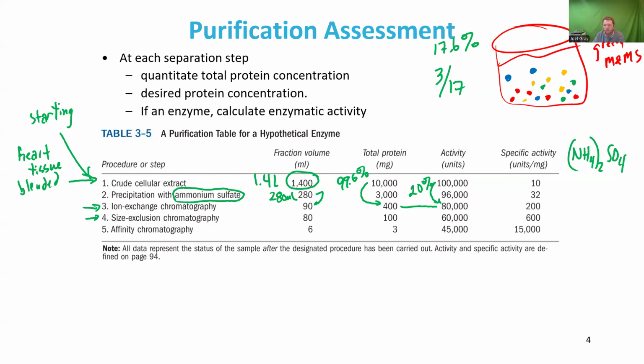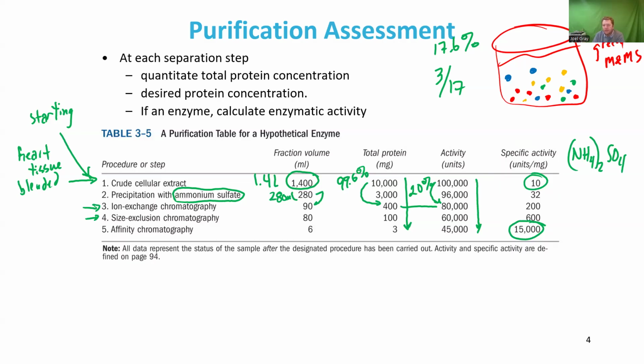What I want you to notice about our total protein is it's going to go down. Our activity, that's the indicator for our enzyme, is going down as well. At the end of the day, what we are most interested in when it comes to enzymes is known as specific activity. If you look at your specific activity, it was 10 originally. By the time it's all done, we're at 15,000 units of enzyme per milligram of protein.